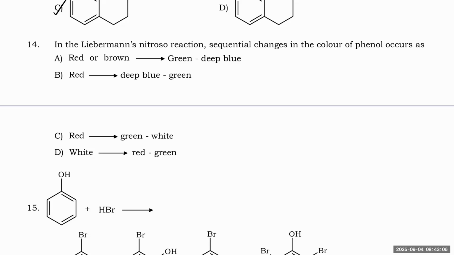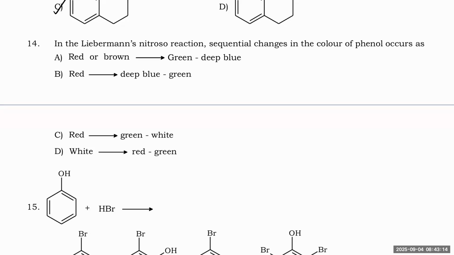Red or brown converting into green to deep blue. Basically, the first green color will not stay for a long time. So usually in books, the first green color, green, red, brown, this red and blue, these were the colors which we saw, right? Usually this is not noticeable much.